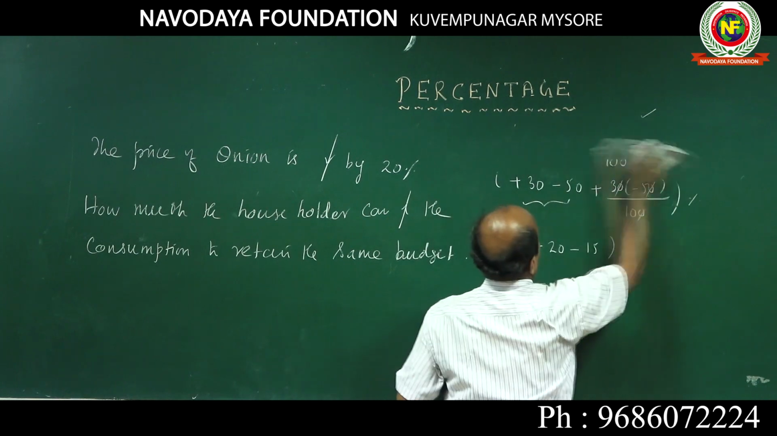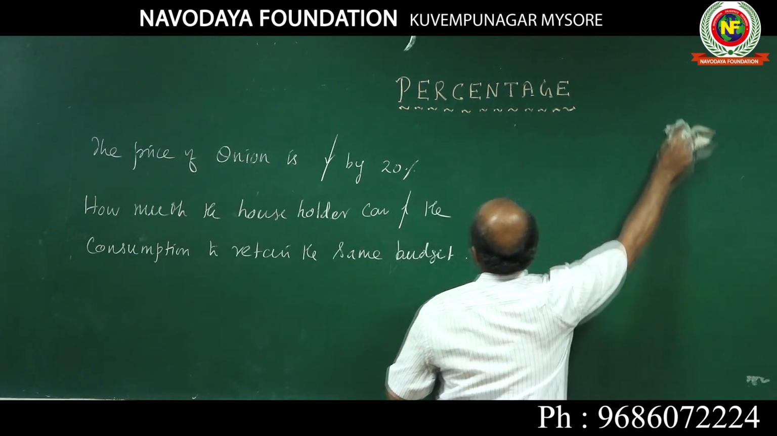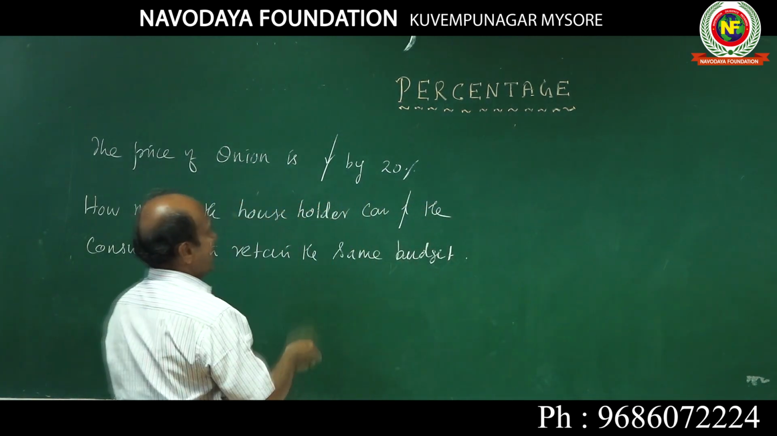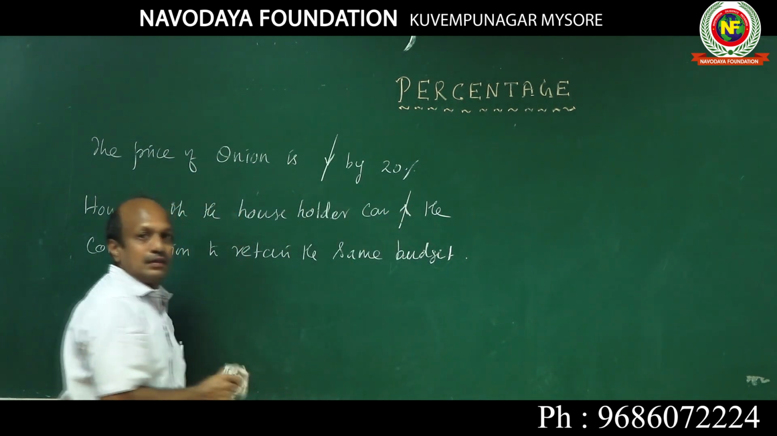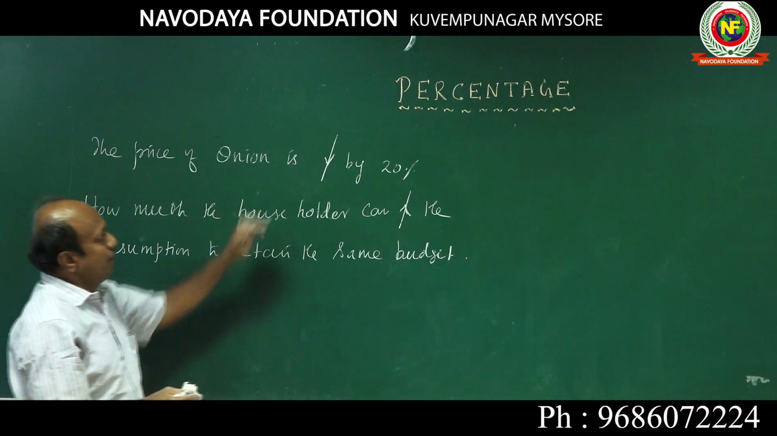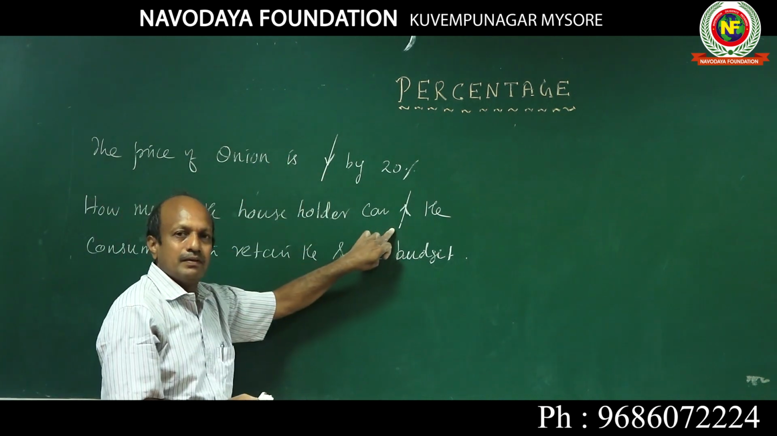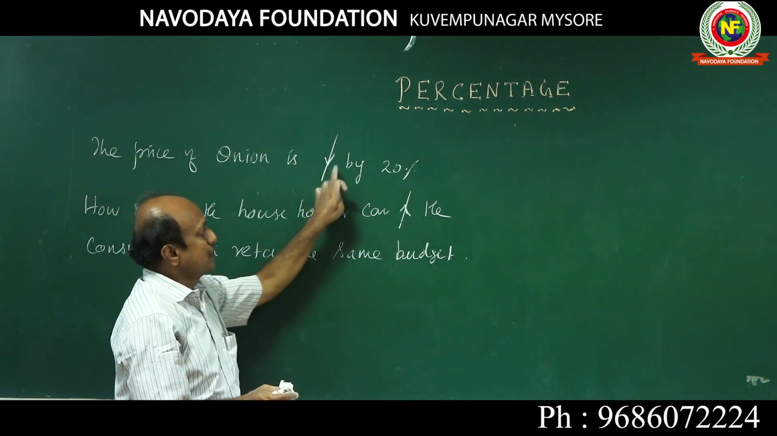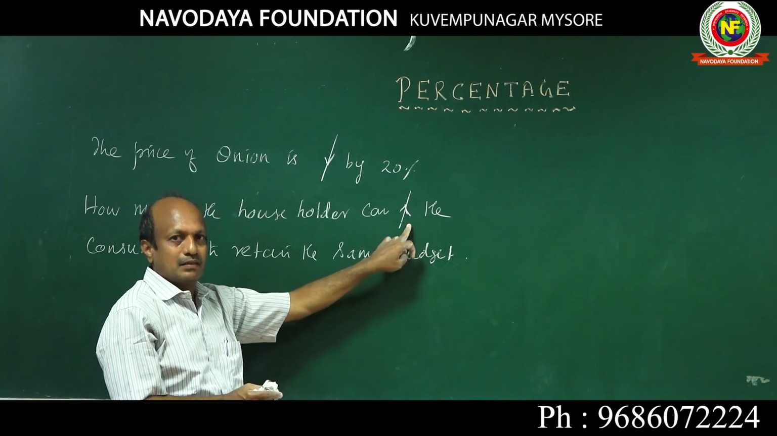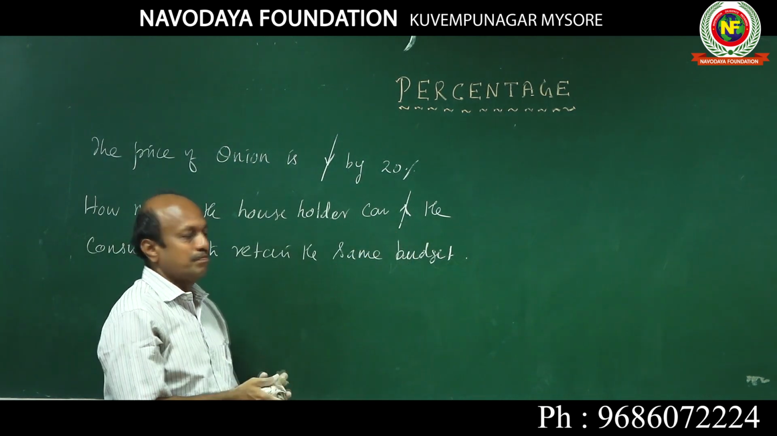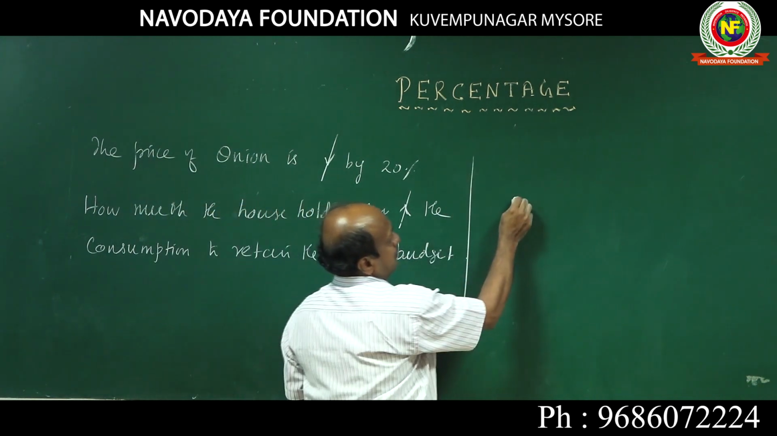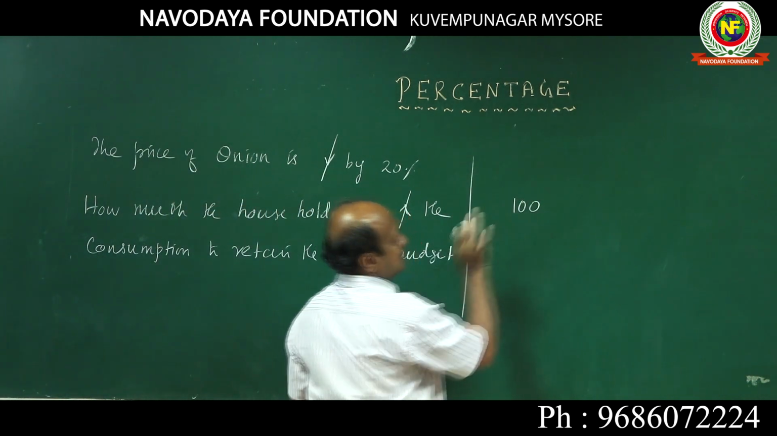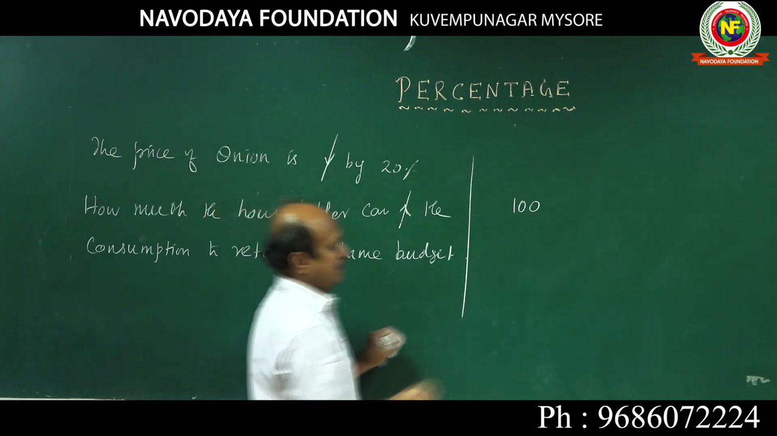What is that? Onion price is reduced by how much? 20%. Right. If it is decreased, we will be increasing the utilization. If it is increased, naturally we will be decreasing the consumption to retain the same budget. For this type of problem, a simple concept can be utilized. Consider always the original price as 100.